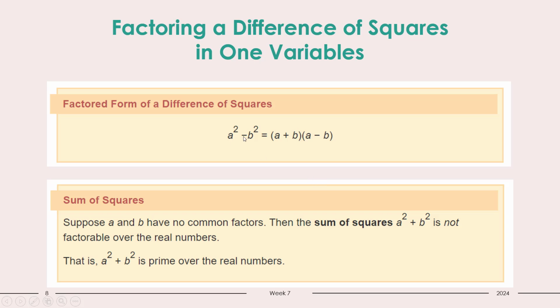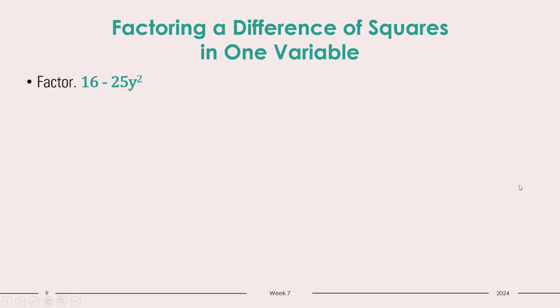So we should point out the pattern is for subtraction. If we have a sum, then it doesn't work. Okay, it does not apply if we have a squared plus b squared. It has to be a squared minus b squared. So let's take a look.